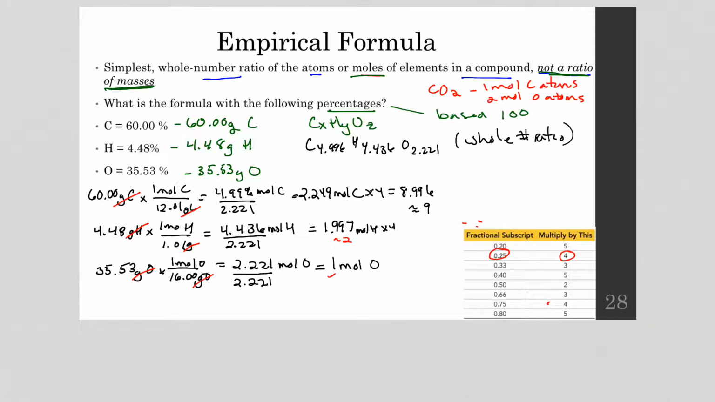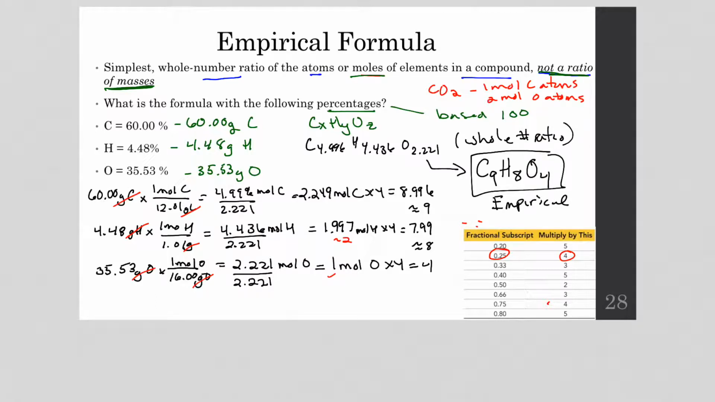So I'm going to times this one by 4, and I'm going to get 7.99, or approximately 8. And of course I multiply this by 4, and I get 4. So now I have what would be a whole number ratio. So I have 9 carbons, I have 8 hydrogens, and I have 4 oxygens. And this becomes my empirical formula.